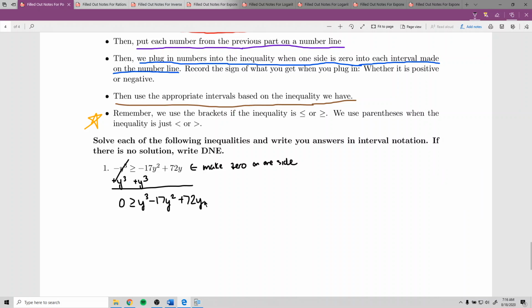If you prefer the 0 on this side than the variables on the left side, you can flip them. Meaning we got y cubed minus 17y squared plus 72y. Since this is opening towards the number, we'll have less than or equal to 0. That might be easier to read for you, but it's up to you.